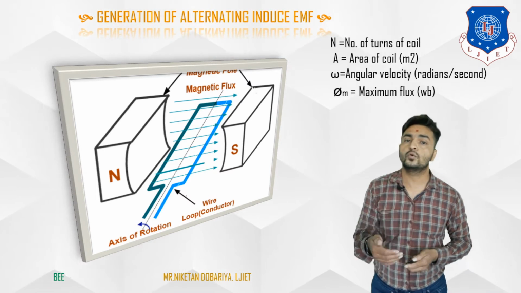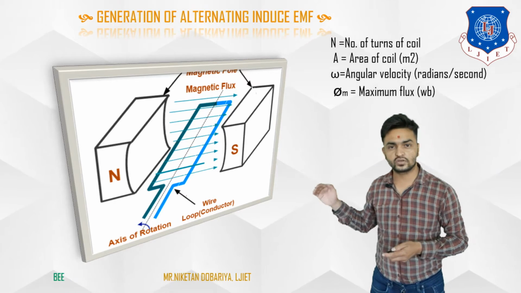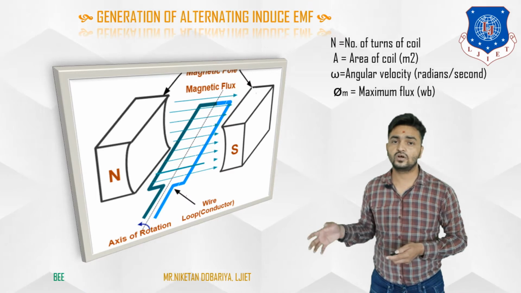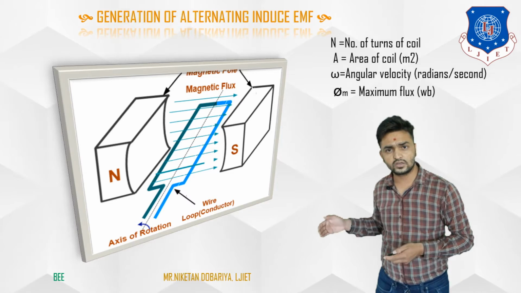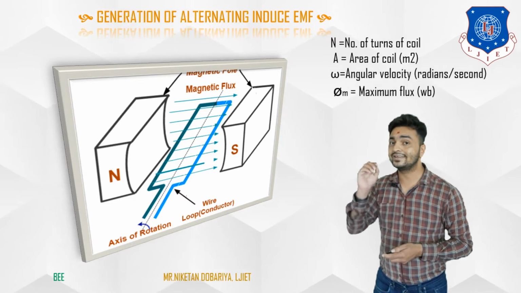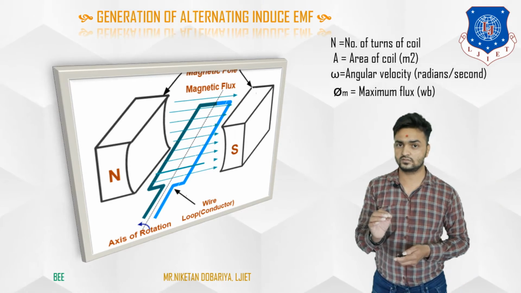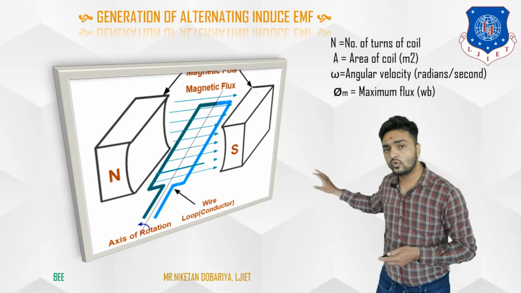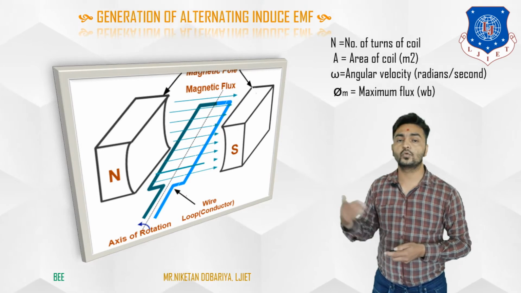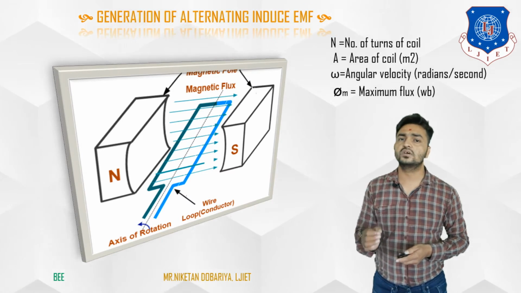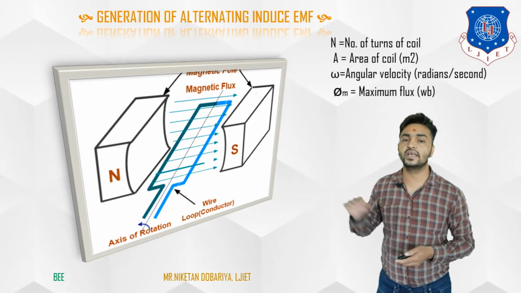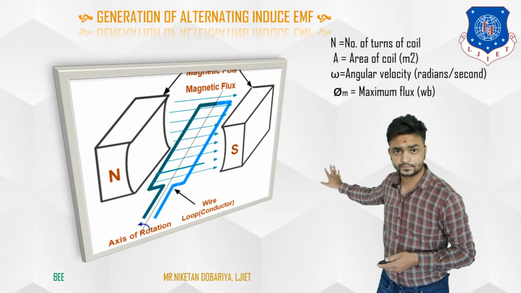And now we are going to find out the value of that induced EMF. For that we are considering various parameters. First one, given here, is N, the number of coils. The more coils there are, the more EMF will be produced. Next one is A, the cross sectional area covered by this coil.